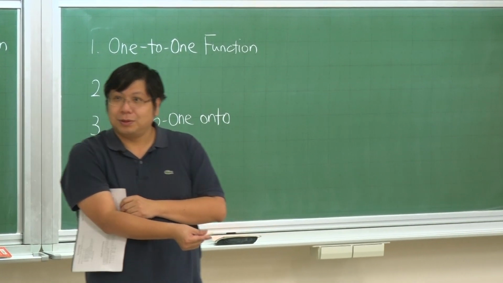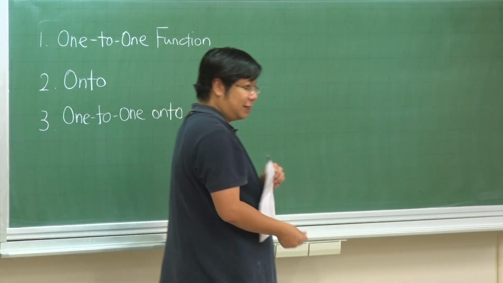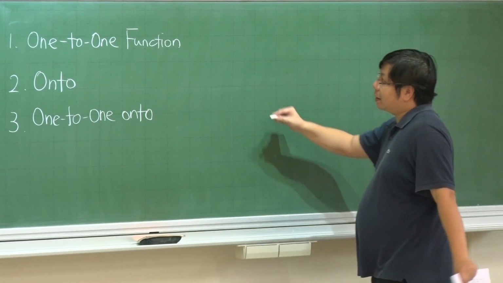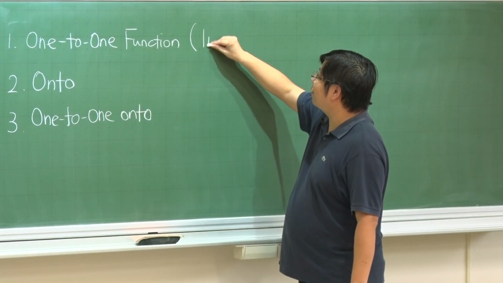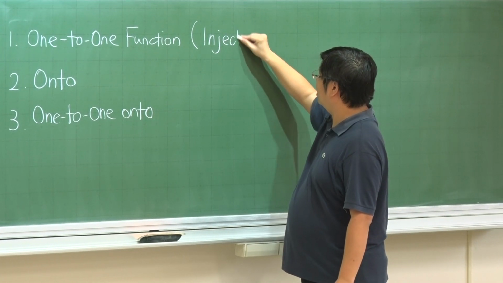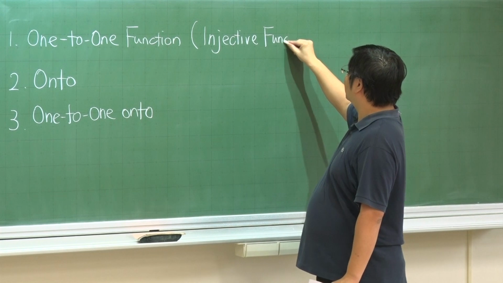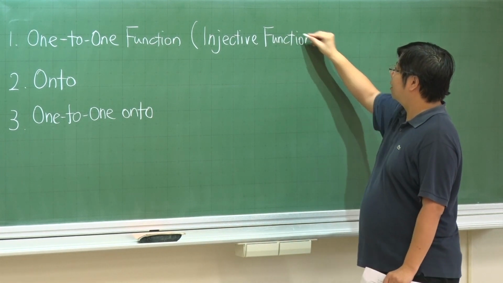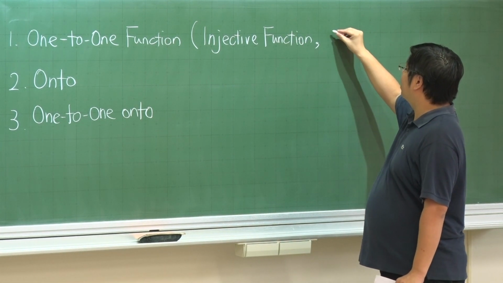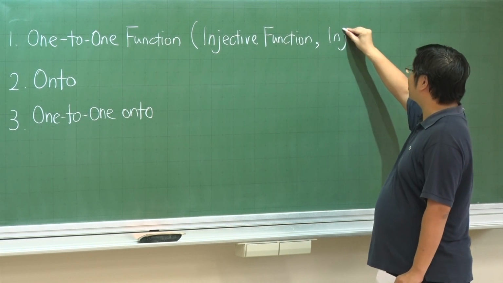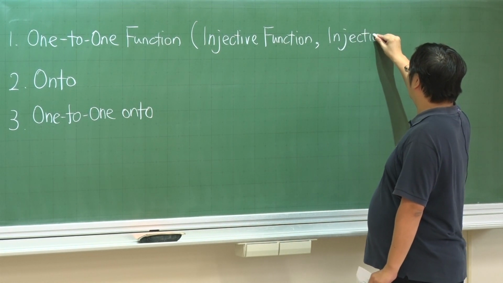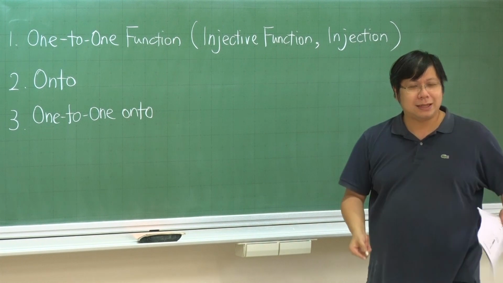So one-to-one function has another name. It is sometimes called an injective function, or sometimes it is simply called an injection. So what is an injection?